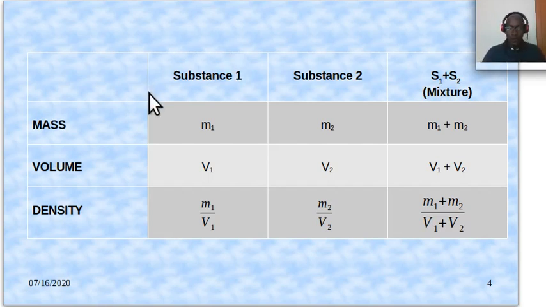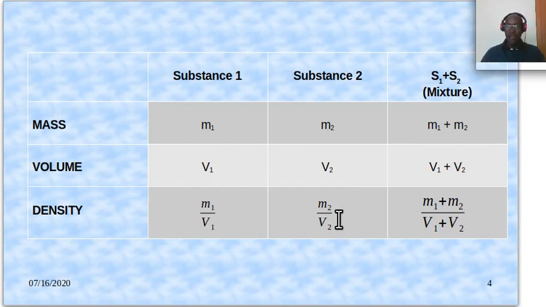So now, how do we go about it? If we consider substance 1 as a single substance with a mass m1 and a volume v1, then the density of this substance is simply the mass m1 divided by its volume v1. The same applies to substance 2 with mass m2 and volume v2. To get the density of the substance, we simply divide m2 by v2.